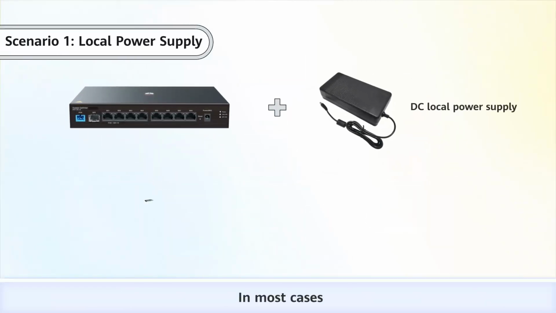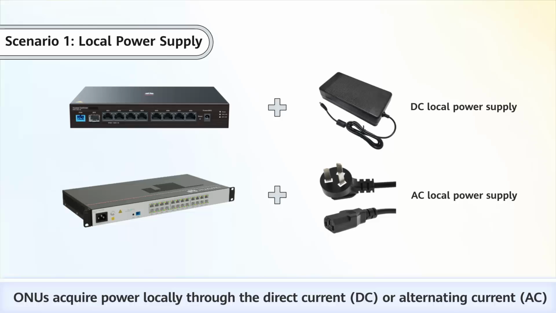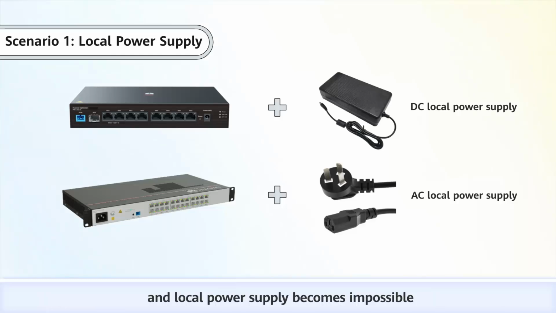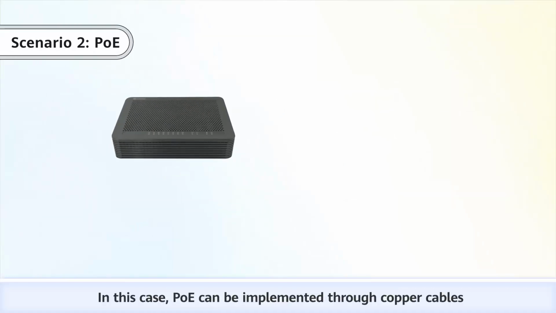In most cases, ONUs acquire power locally through the direct current DC or alternating current AC. However, sometimes it is difficult to connect ONUs directly to the mains power, and local power supply becomes impossible. In this case, PoE can be implemented through copper cables.